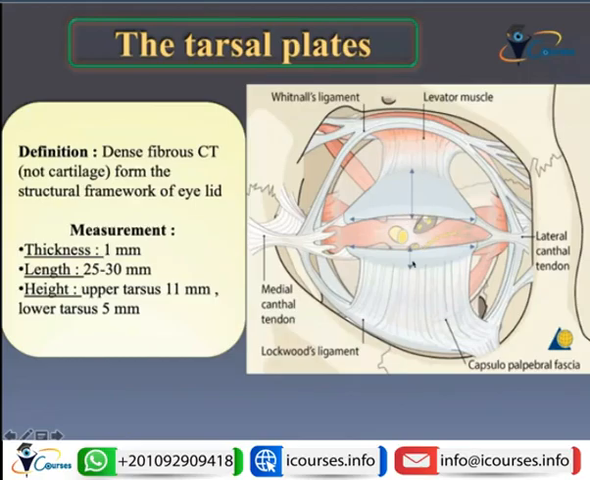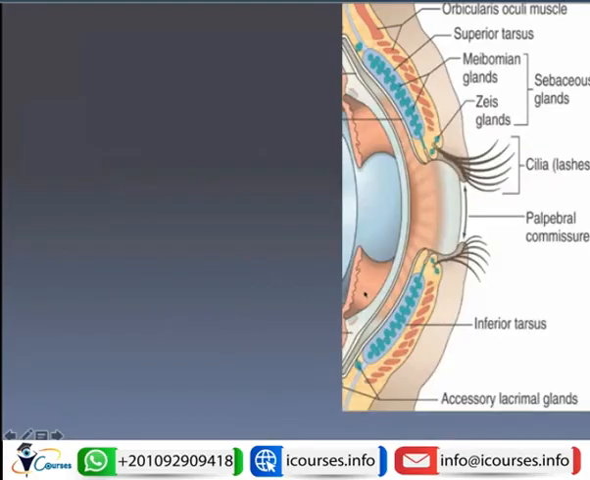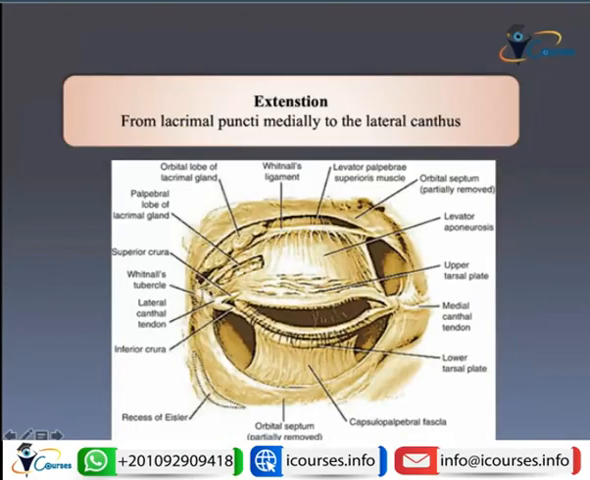It's more than double. So the upper tarsus shows greater height than the lower tarsus. It extends from the lacrimal puncti medially to the lateral canthus. So the medial puncti are located here, and the tarsus extends from this medial canthus until the lateral palpebral ligament and the lateral canthus.